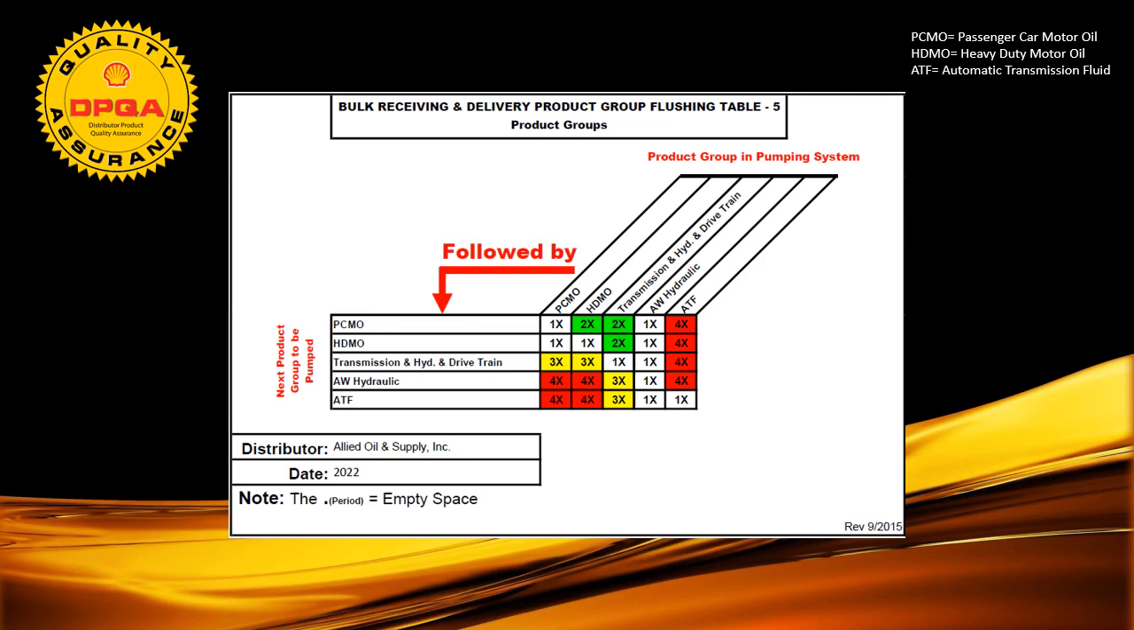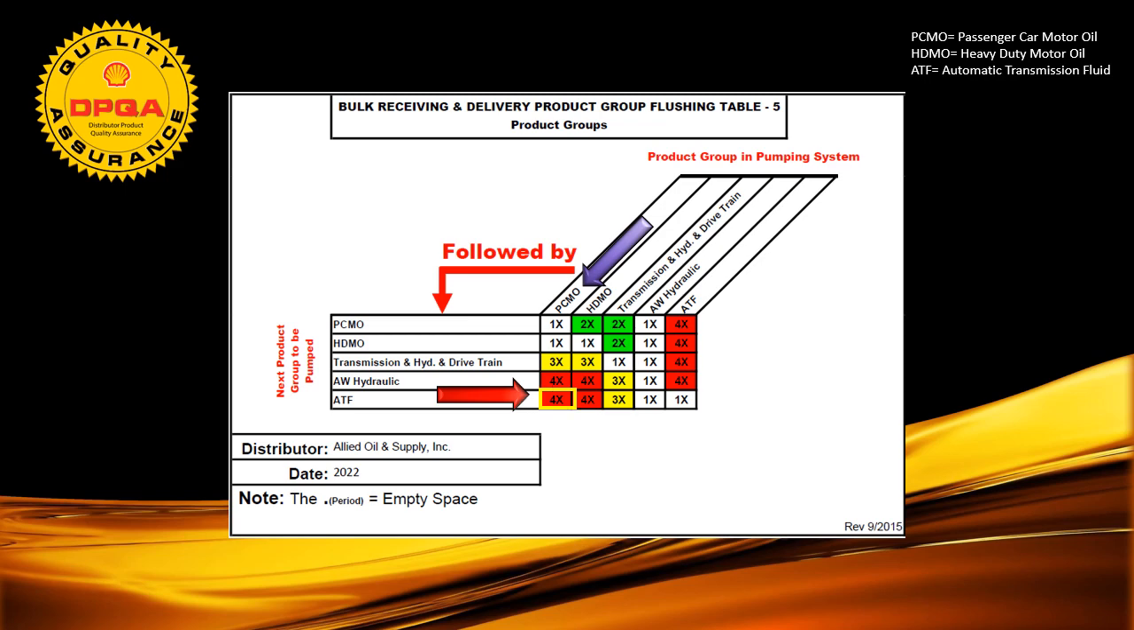The chart is very easy to use. To use the chart, just find the product group that is currently in your hose, then find the next product group you will pump and follow the chart. For example, if you are going from an HDMO product to a PCMO product, you would need to flush 2 times the reduced common volume. But if you were going from a PCMO to an ATF, you would need to flush 4 times the amount.